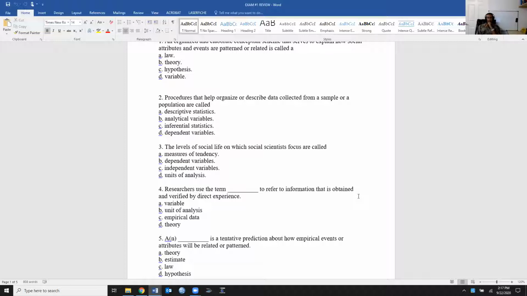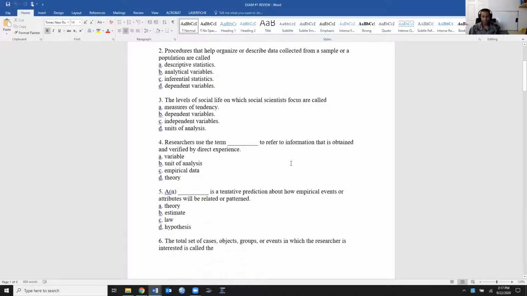So say I wanted to look at unemployment rates in like the United States. Well, then my unit of analysis is countries, nation states. So I can focus on individuals, groups, organizations, nation states. Those would all be what we refer to as units of analysis. That's probably just a definition you need to memorize. Okay, so let's take a look at number 4.